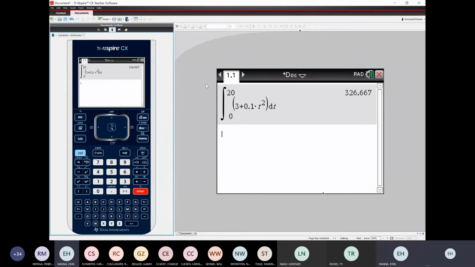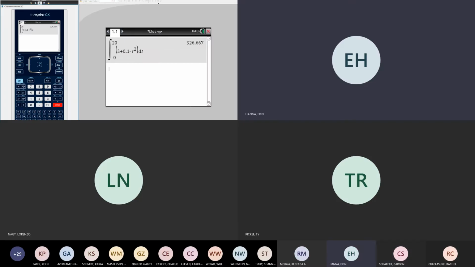Let me write that down in our notes. I didn't write that down officially. I'll leave that up for a couple more seconds. So if you have an Nspire, that's how you do it there. If you have a different type of calculator, I honestly don't know. I'll have to look it up, but you can totally email me if you want me to look it up and I can tell you.